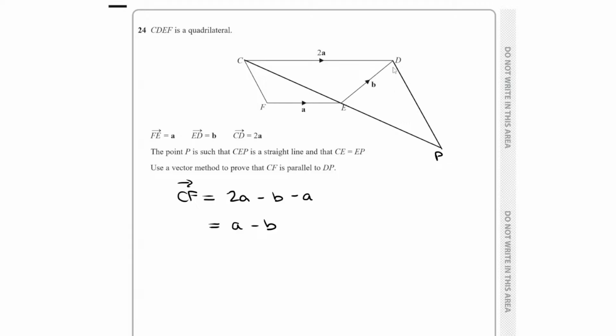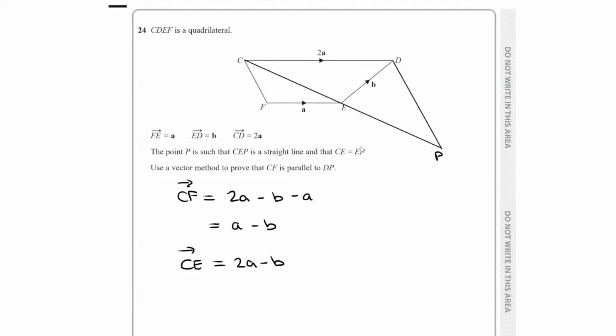Okay, D to P, how do we get there? Ideally, we would go down to E and then across to P. So I'm going to be looking at these CE, EP lines. So I can definitely work out CE, can't I? That would be another mark. So C to E would just be 2a minus b, wouldn't it?